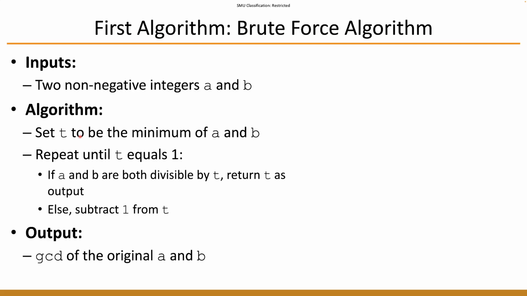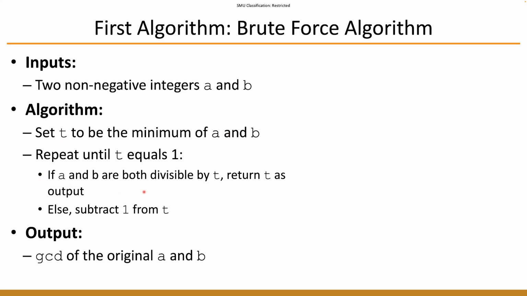So we use the same format: input, output. These two parts don't really change, but for the algorithm part, now we fill in the detail. We start with step 1. We set T to be the minimum of A and B, because any number that's greater than either A or B cannot be the GCD, right? And after we have determined which number of A and B is smaller and set it to be T, we'll repeat the following two steps.